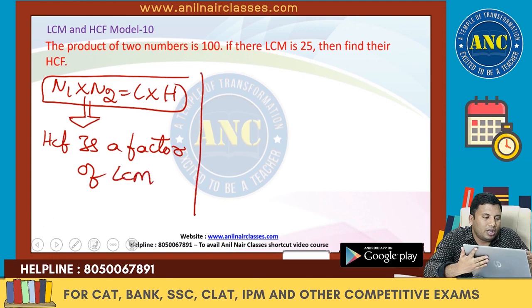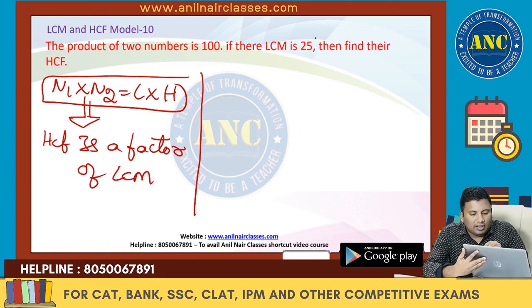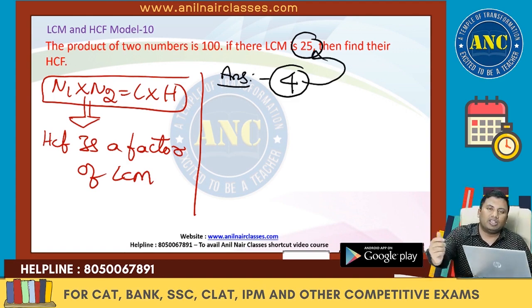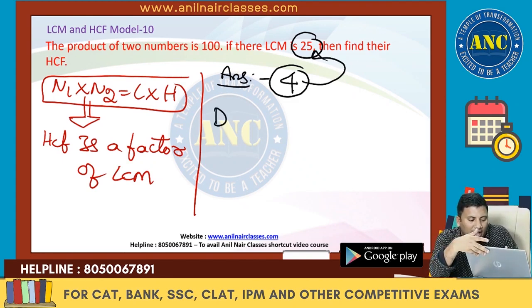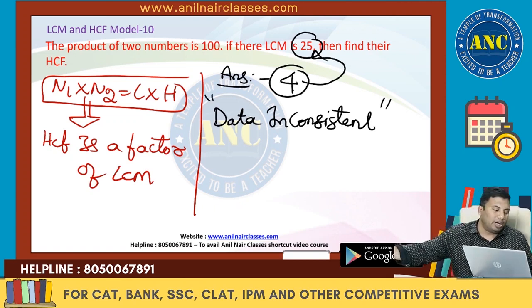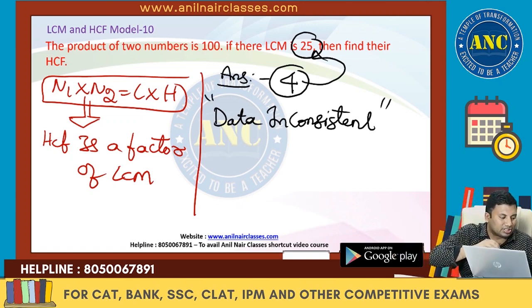Now, see here. What is the answer for this question? LCM is 25. Some students who are very poor in mathematics might say the answer is 4. But 4 is not a factor of 25. The answer for this question is data inconsistent. What do you mean by data inconsistent?